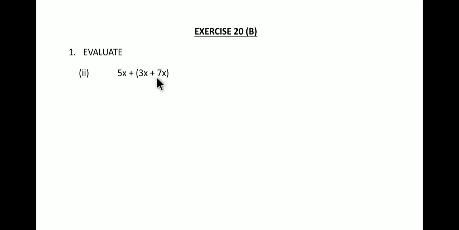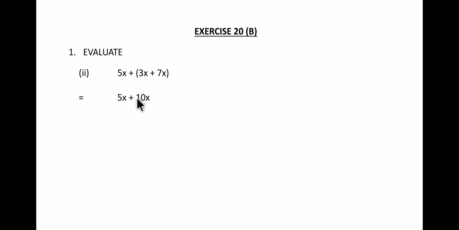3x plus 7x are x and x terms, like terms, so we can add them using the plus sign. So first, within the bracket itself, we will add them and simplify it. So 3x plus 7x gives you 10x. So 3x plus 7x is 10x, and this 5x is outside the bracket as it is.